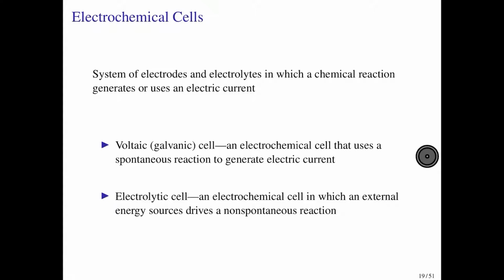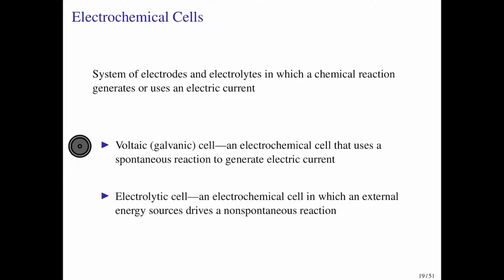It's a system of electrodes, often metals, although not necessarily only metal, and electrolyte solutions. The electrodes are typically dipped into the electrolyte solutions, and a chemical reaction is used to either generate electricity, or an external power source is used to drive a reaction. There are two broad classes of electrochemical cells: voltaic cells, which are also called galvanic cells, are a type of electrochemical cell where a spontaneous reaction is used to generate electricity.